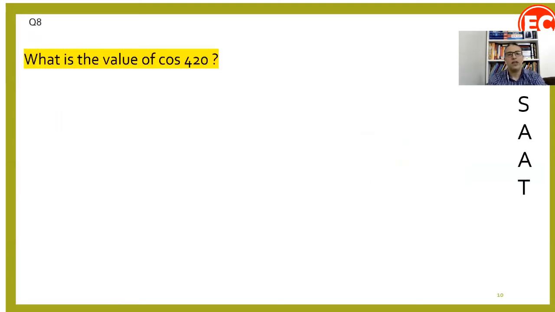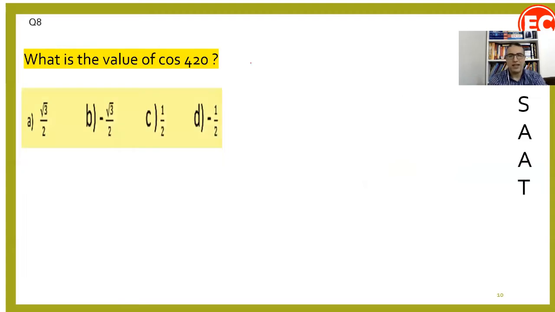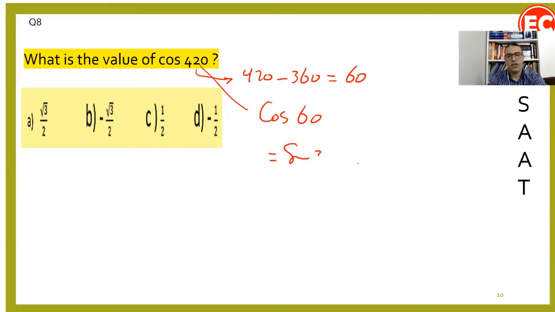Another example. What is the value of cosine 420? 420 is greater than 360, so the first step is to subtract 360 from 420, which is 60. So this is the same as cosine 60. And cosine 60 is equal to sine 30. As we said before, sine 30 is equal to half. So the right answer is 1 over 2.